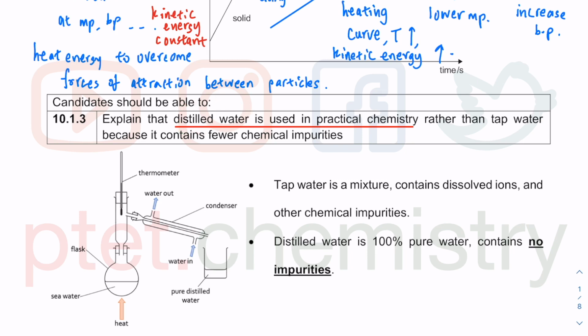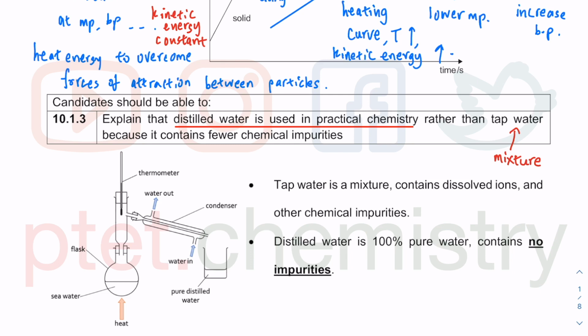We don't use tap water because tap water is a mixture. A mixture is an impure substance. It has got impurities. But then if we are supposed to test for cations or anions, we've got to make our solution with distilled water, because if we use tap water, we have impurities, and those impurities might contain other dissolved ions, and that makes them impure.